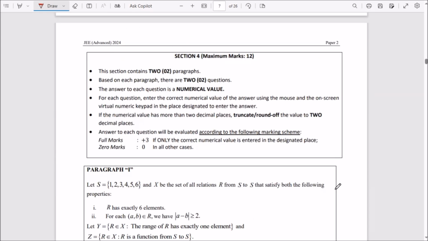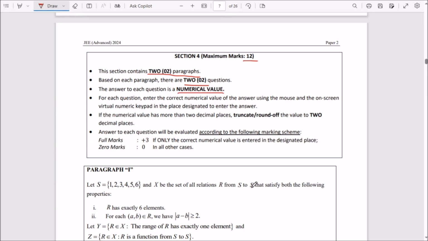Dear students, section 4 of mathematics, maximum marks for this section is 12 marks. This is a different type of question pattern. This section contains 2 paragraphs. Based on each paragraph, there are 2 questions. The answer to each question is a numeric value. The value will be a numeric number.